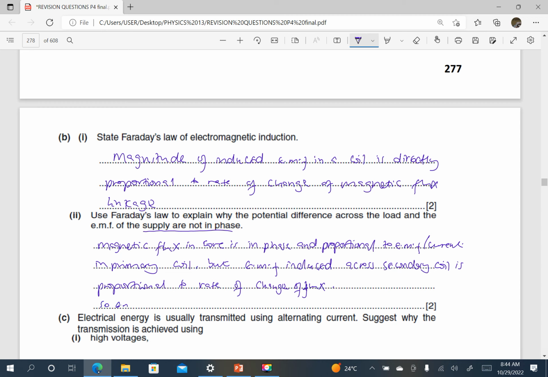So the EMF of the supply cannot be in phase with the PD across the secondary coil.